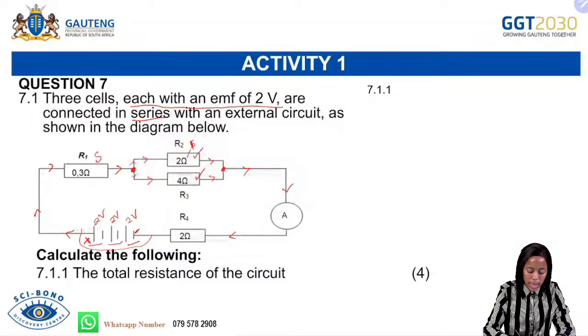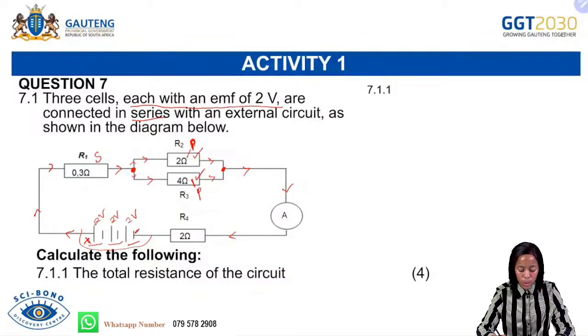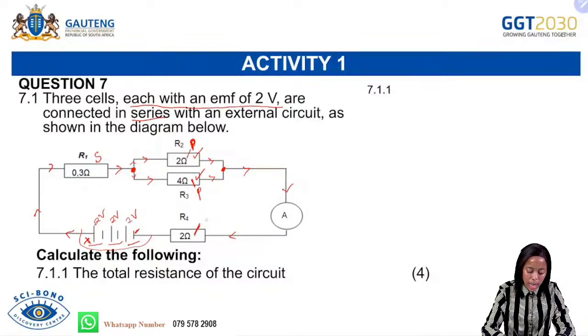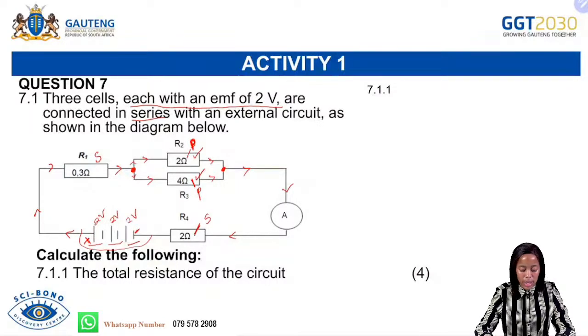R2 is connected in parallel, as well as R3. But if we look at R4, we will see that R4 is connected in series because the current is not split before it gets to R4.